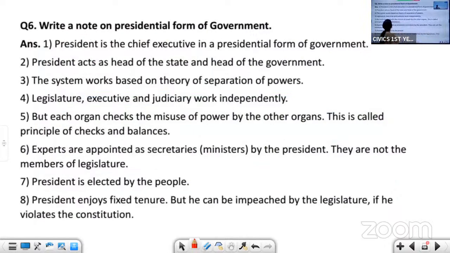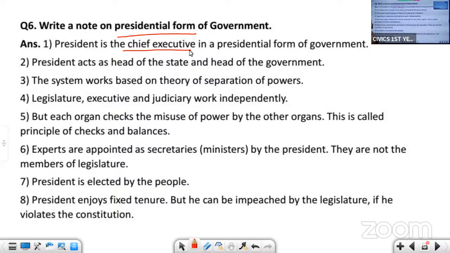Now, let us move to the next question, that is, write a note on the presidential form of government. So, what is a presidential form of government? We have discussed unitary government, federal government, parliamentary government. Now, we will discuss presidential government. In the presidential form of government, the chief executive, that is the head of the state, is the president.